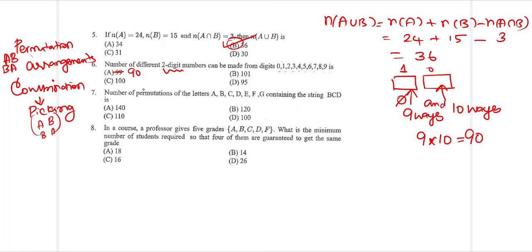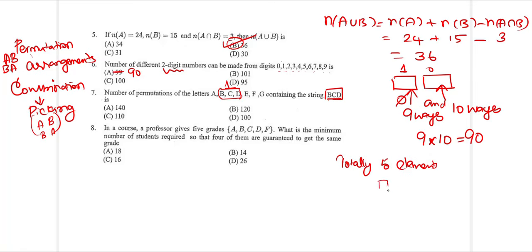Now the number of permutations of the letters A, B, C, D, E, F, G containing the string B, C, D. So these 3 have to be like a block. You cannot separate them, and they can occur anywhere in the order. So out of this, let me make a single block of these letters. Let me treat this as one element. In which case there are 1, 2, 3, 4 different elements and this one block together. So totally I have 5 elements.